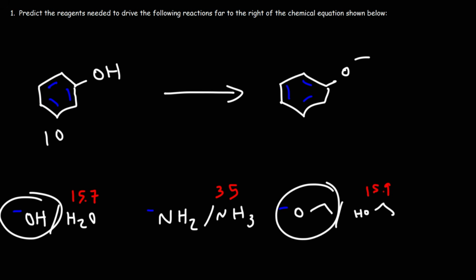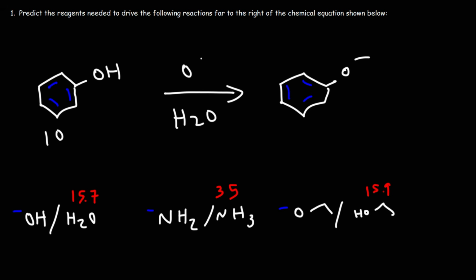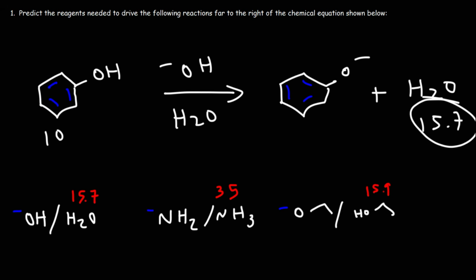Now, if water is the solvent, I would use hydroxide. But if your solvent is not very polar, let's say if it's more on the nonpolar side, I would use ethoxide and ethanol. But for this, we could use water as a solvent and hydroxide as the base. So when hydroxide removes the hydrogen, it's going to create water as the conjugate acid. The pKa of water is 15.7. So the position of equilibrium will favor the side with the weaker acid, and that's the side with the higher pKa value. So it's going to be far to the right.